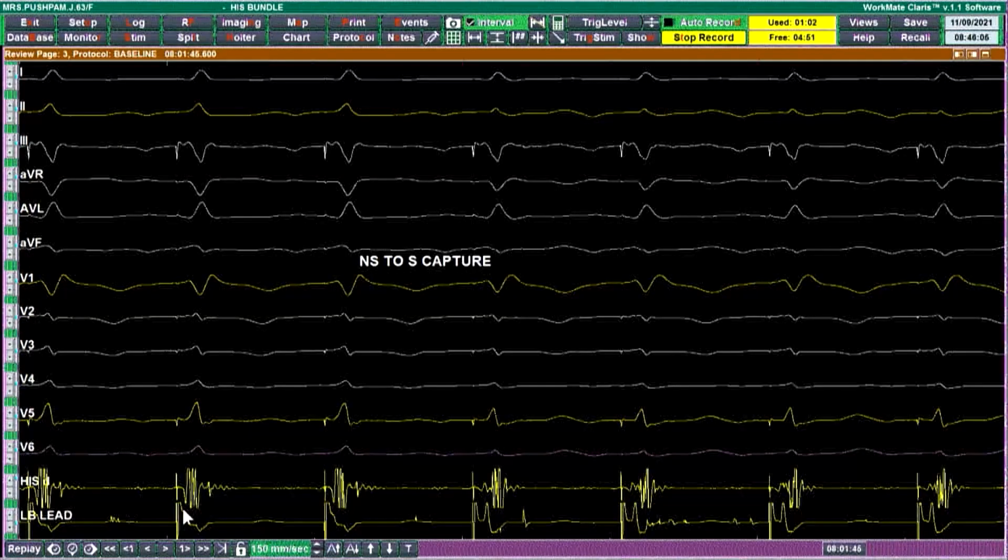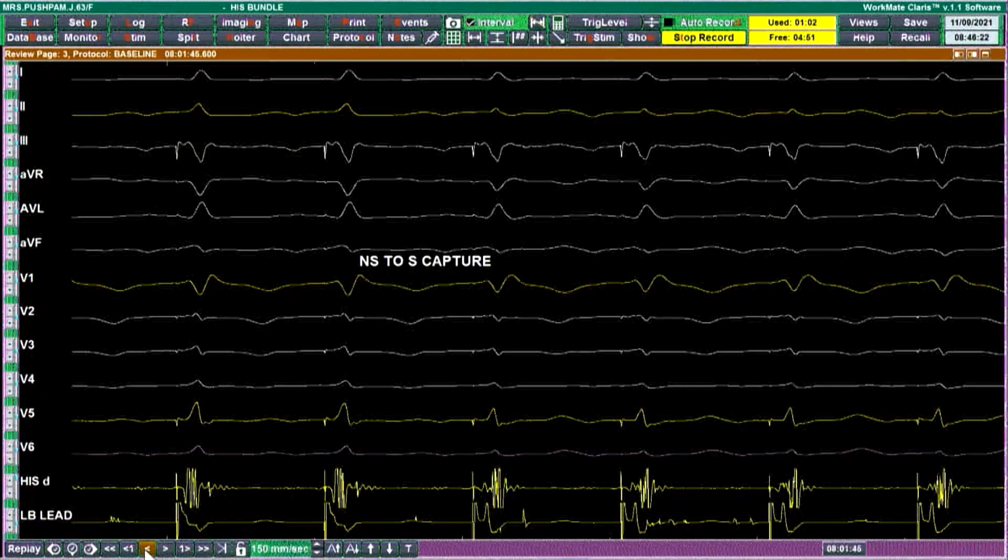Is it visible, sir, clearly? Yes, very nice. So the output, we have gradually reduced the output from 2. At 0.5, I think, there is a transition from non-selective to selective. Just see the initial 3 beats.